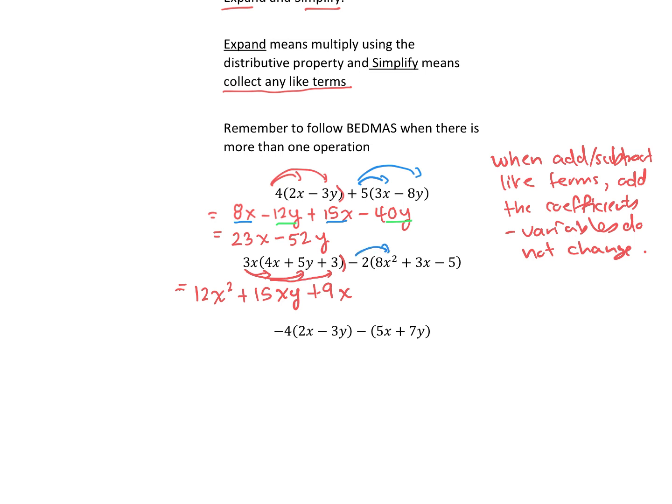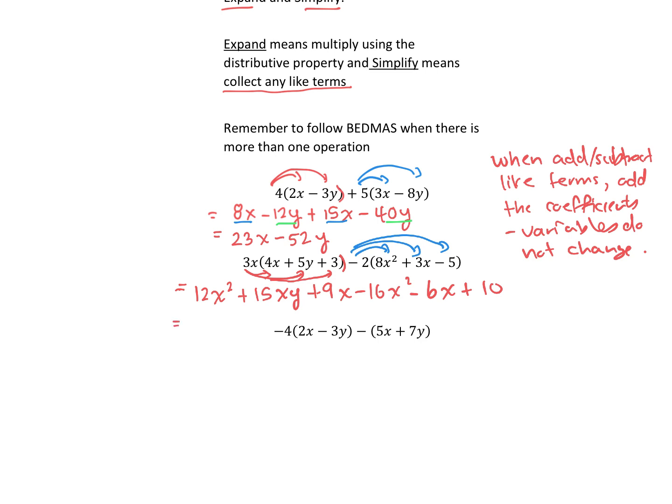So negative 2 times 8x is negative 16. Oh, it's an x squared. Then we have negative 2 times 3x. So a negative times a positive is a negative. 2 times 3 is 6, and we have 1x. And then we have negative 2 times negative 5. So we have a negative times a negative is a positive. 2 times 5 is 10.